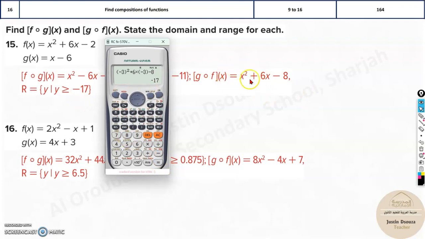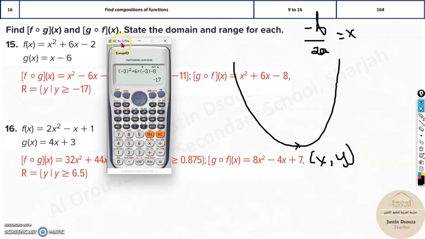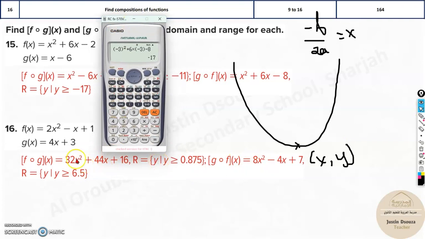Now, since this x value is positive, the parabola is opening upwards. And from the vertex, we get the x value. That formula for vertex minus b by 2a is to find the x value of vertex. And then you have to find the y value by substituting it. That's it. Same thing can be done everywhere. You can try this by yourself.